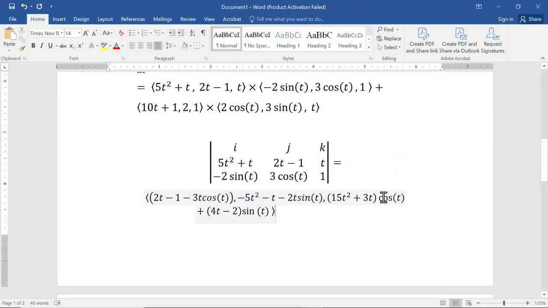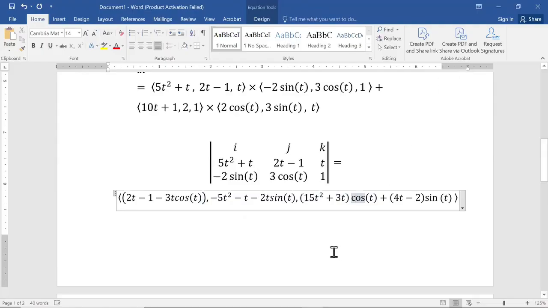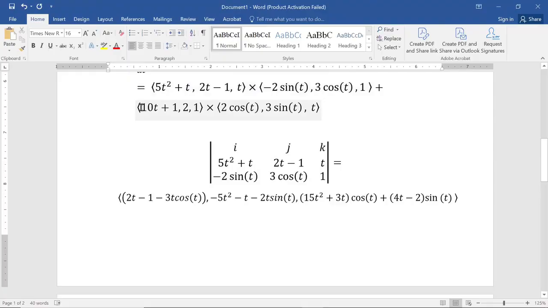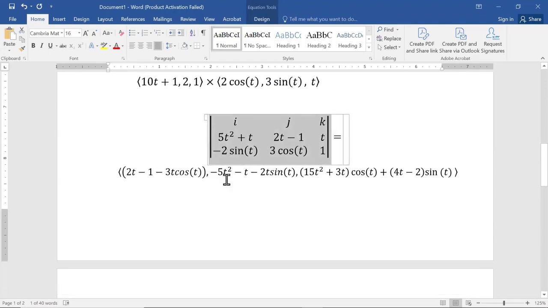Now we'll see. There we go. So now it fits on one line. Whew, that is one big ugly mess, but that's okay. That's just, by the way, our first cross product. Now we're going to have to add that to our second cross product.